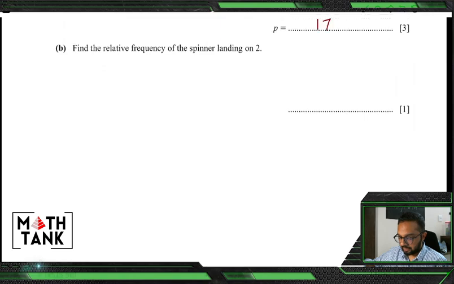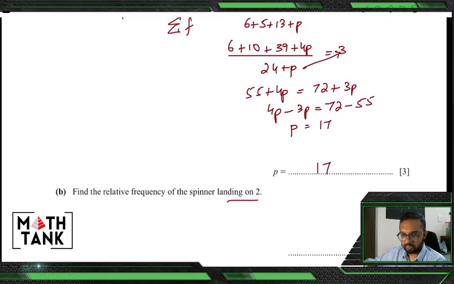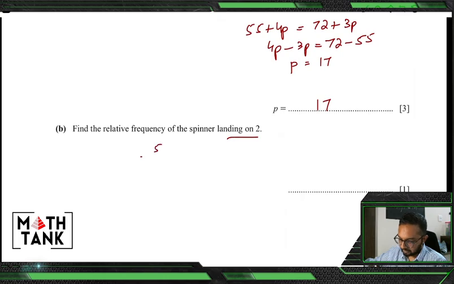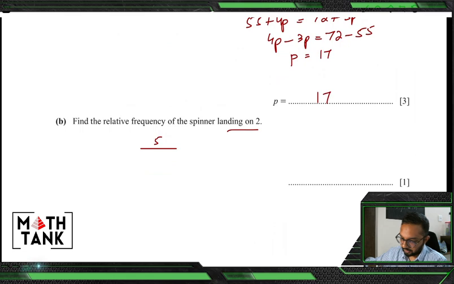Find the relative frequency of the spinner landing on 2. So that's 5 out of the total. Now I should know the total. Let's find out. It was 24 plus p, so that's 24 plus 17. So that's 5 over 41. That's the relative frequency.